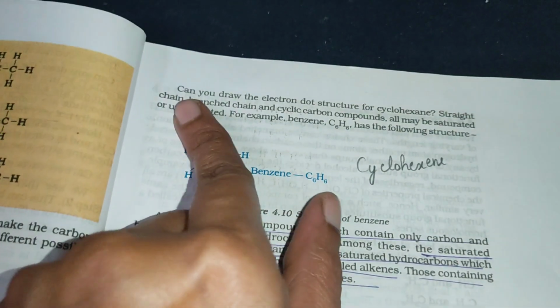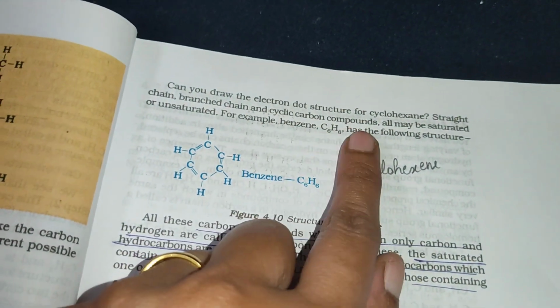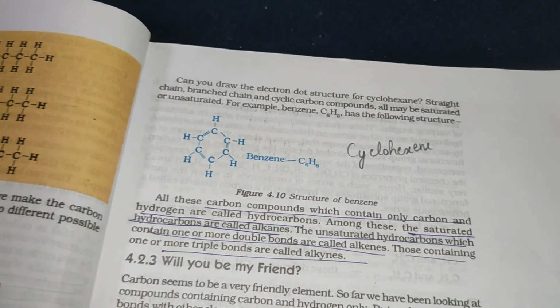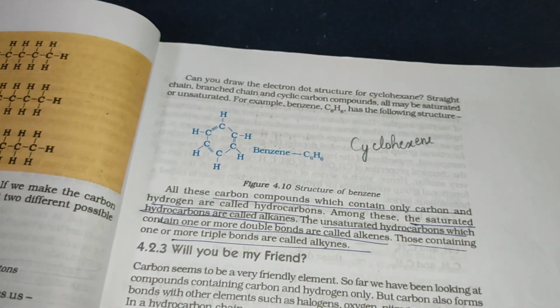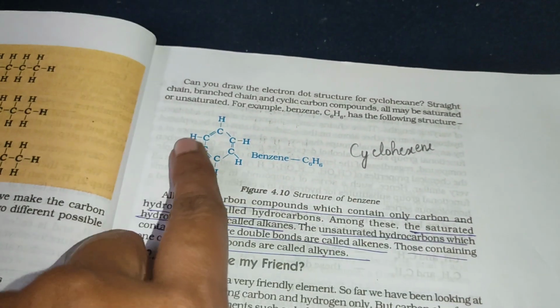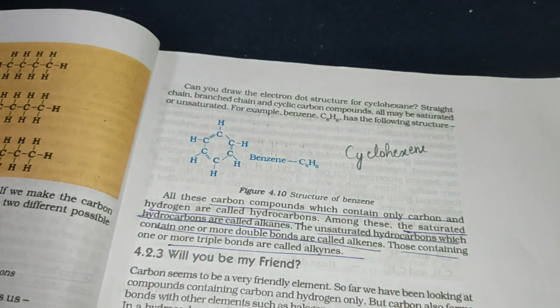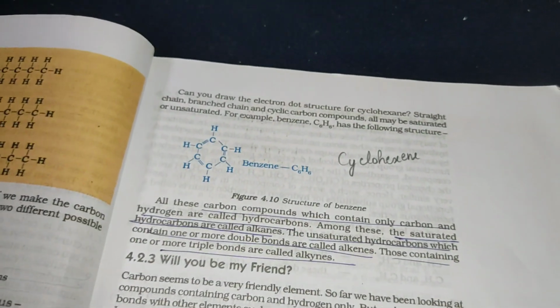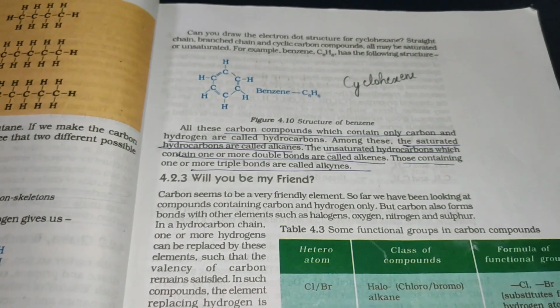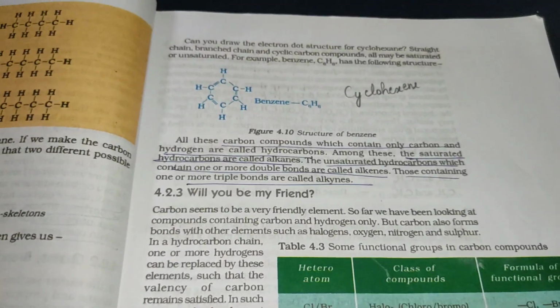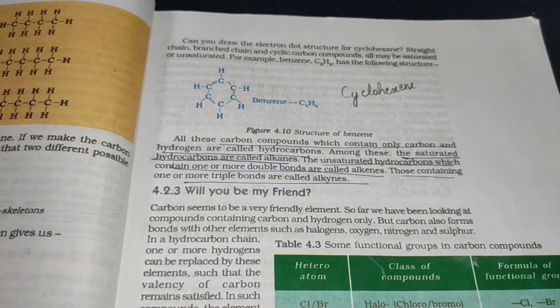Yes, we can draw. Straight chain, branched chain and cyclic carbon compounds all may be saturated or unsaturated. For example, if you see benzene, it is a cyclohexene-type structure because it has double bonds, C6H6. While I am explaining the next family, alkenes, I will explain this. So I only explained alkanes, which are saturated hydrocarbons, now.